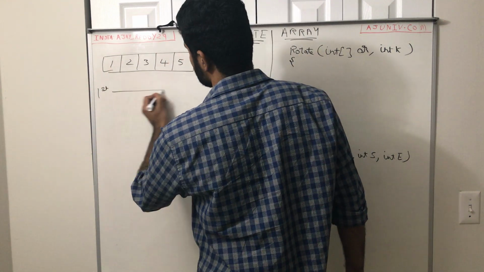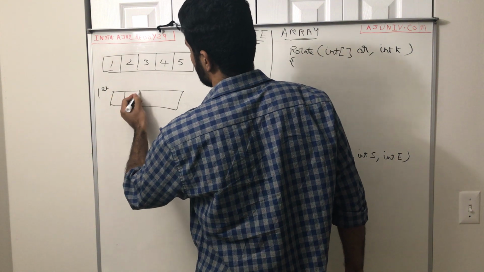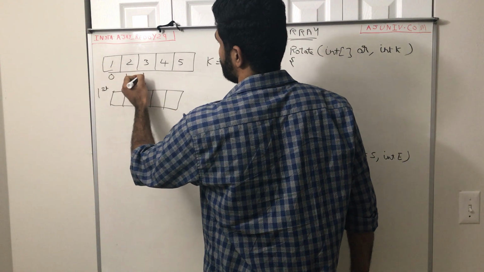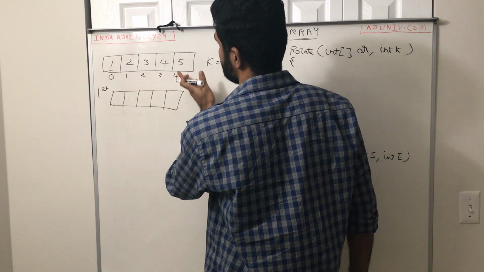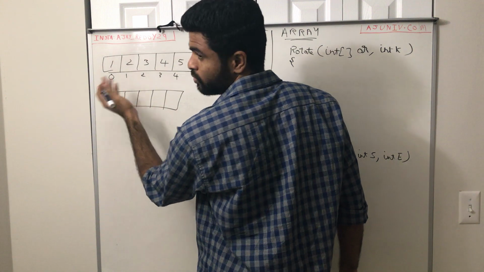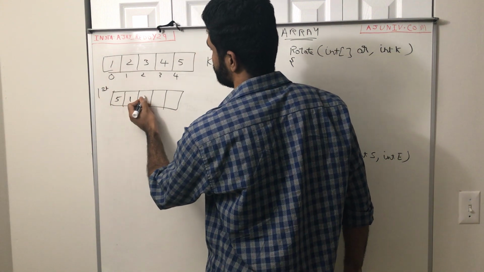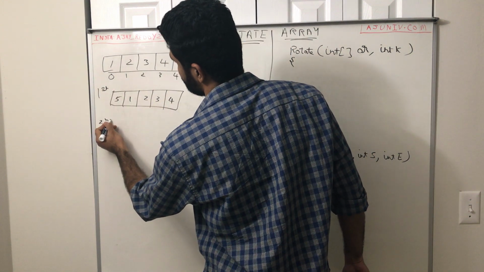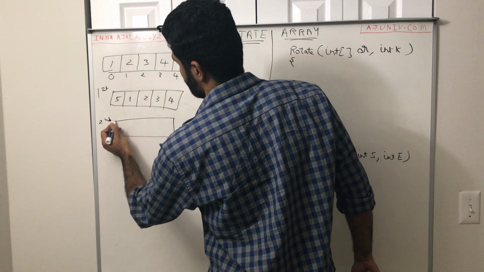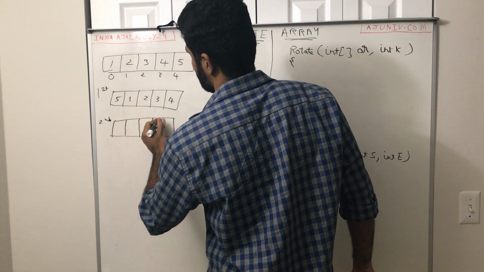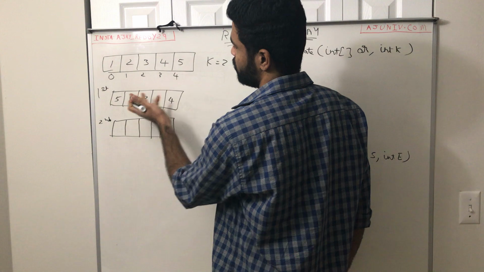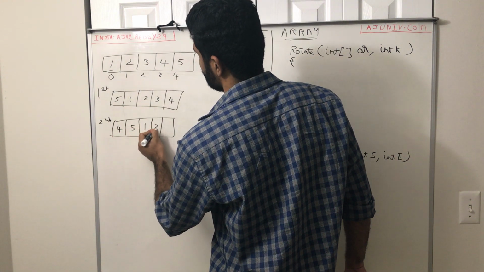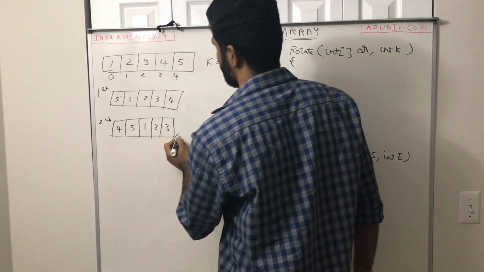After the first rotation, the array will look like this. The last element will go to the first index. The last element is 5, so it comes to the first index and all the other elements shift after it. Okay, this is after the first rotation. Let's see how it would be after the second rotation. Now the last element is 4, and it goes to the first index, so it will be 4, 5, 1, 2, 3. So this is the output.